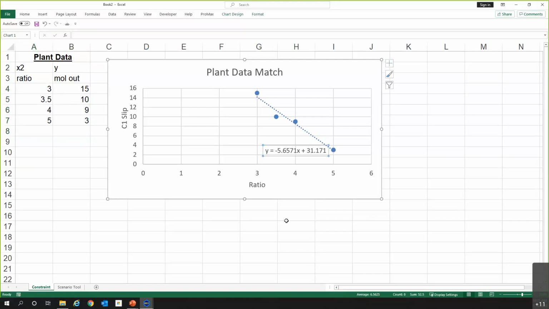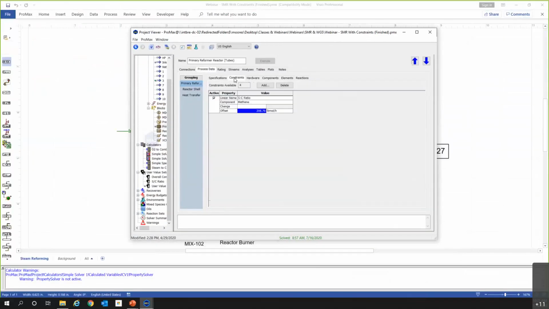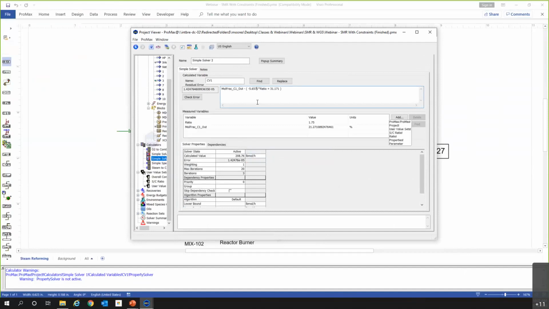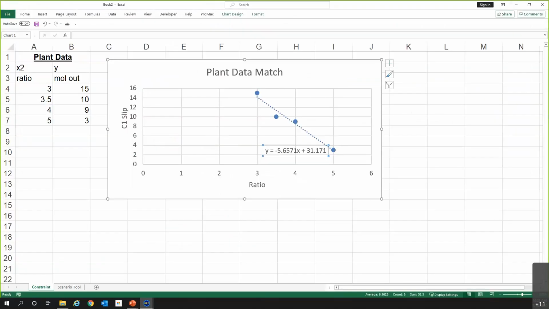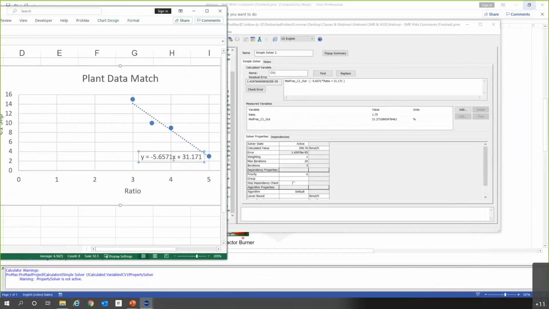So we're going to take this equation from the plant data, and we're going to put it into our reactor in what is known as a constraint. As you can see here, we have a blue box on our offset, which is going to dictate a calculator. We show that calculator. You can see that this equation is being put in this calculator. And from this, we can see that the mole fraction of methane out, or the methane slip, is going to be related to this equation that we found from our plant data.